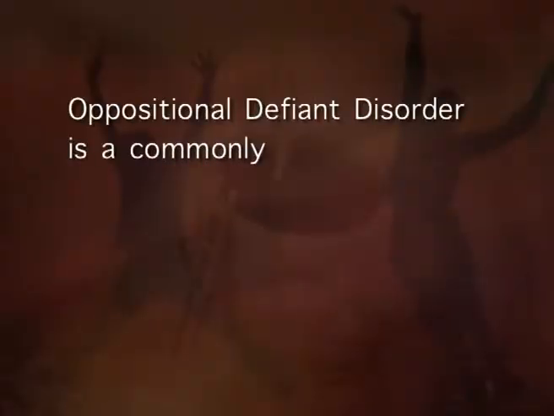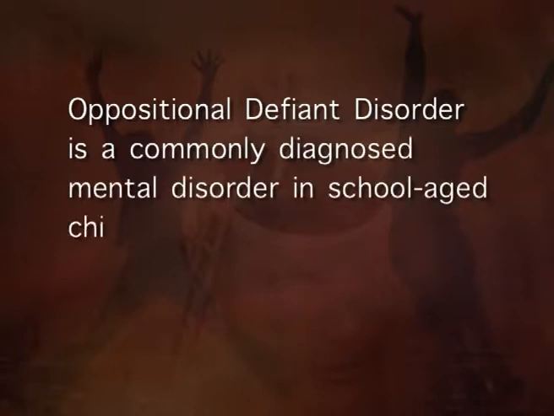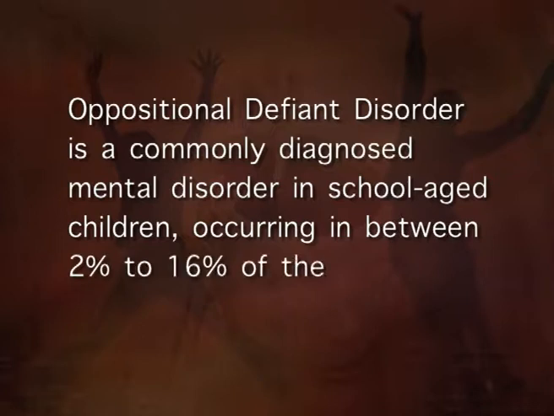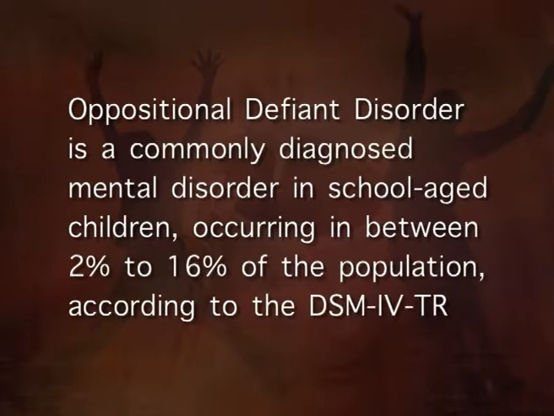And in order to claim that a child is showing Oppositional Defiant Disorder, the behavior must lead to significant problems in school and also social activities. It is generally found in research that 10 years after the diagnosis, the majority of these children no longer have this disorder. If this disorder persists and worsens, it develops into conduct disorder in adolescence and antisocial personality disorder in adulthood. Oppositional Defiant Disorder is a commonly diagnosed mental disorder in school-aged children, occurring in between 2 to 16% of the population according to DSM-4 TR.